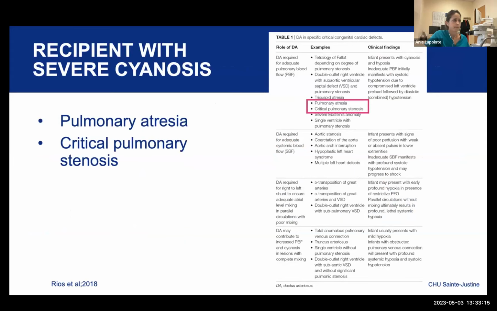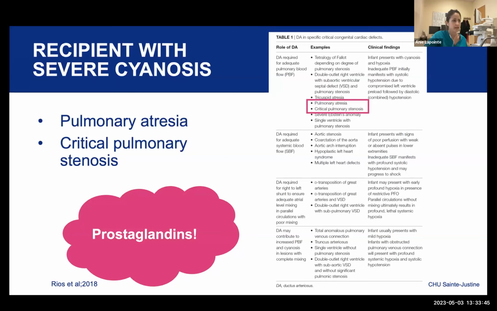Just to remind, if we have a severe cyanosis in a recipient after birth, we discussed that earlier, they can have severe pulmonary atresia and critical pulmonary stenosis. If it is the case, the treatment needs to be adapted and we need to ensure the pulmonary blood flow. And for those cases, prostaglandin has a big role to play in their management.